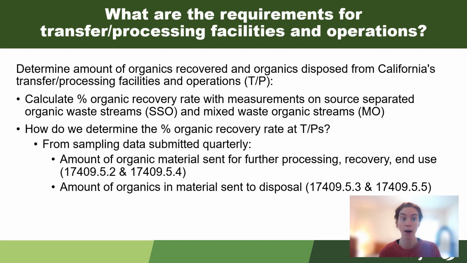So how do we go about determining that percentage of organic recovery rate? We do that by using the sampling data that is submitted quarterly by the facility. 2 pieces of data primarily are submitted. 1, the amount of organic material sent for further processing, recovery, and end use, and 2, the amount of organics and material sent to disposal.